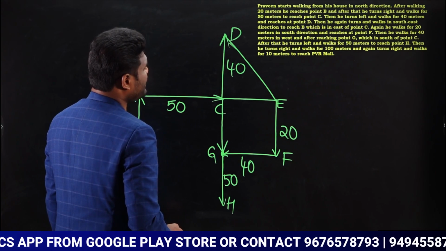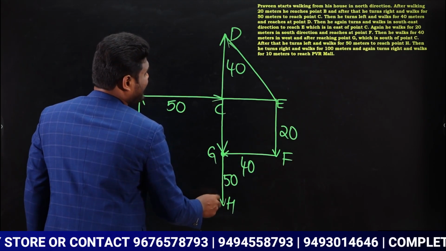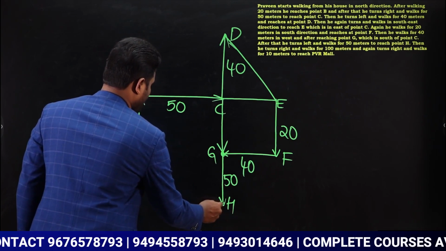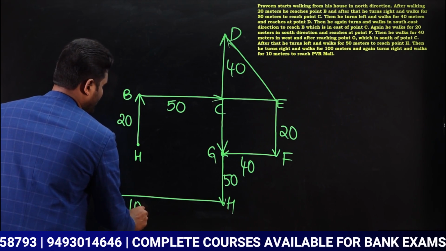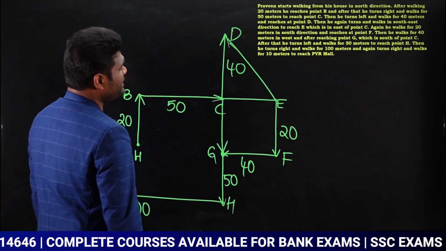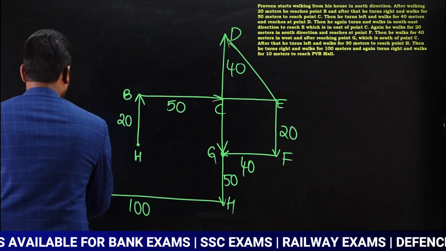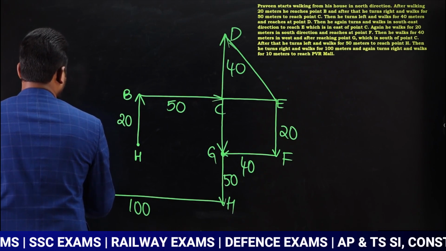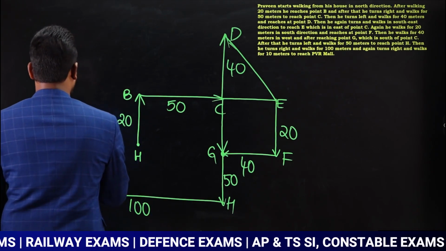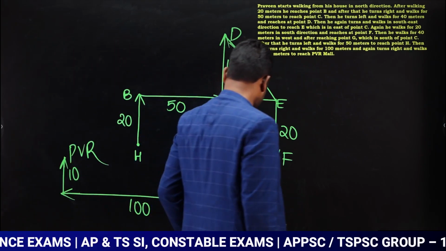Then he turns right and walks 100 meters. Now from here what happened? He turns right and walks 100 meters, and again turns right and walks for 10 meters. Again he turns right and walks 10 meters to reach PVR mall. So this is nothing but PVR mall. Okay. So with this, the question is completed.